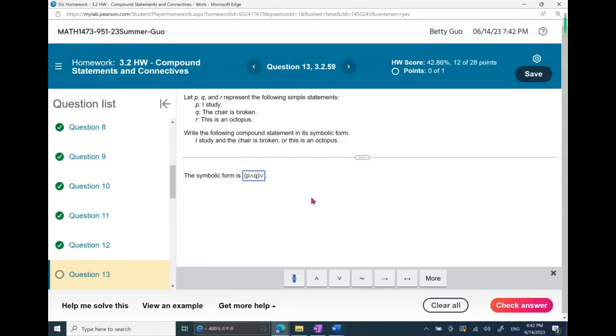The bigger structure is like a building, right? The outside structure is a disjunction. One piece, when you go inside, is a conjunction. The second piece, this is an octopus, is R. Let me double check. I study P and the chair is broken, P and Q, or this is an octopus, R. Okay, let's check.